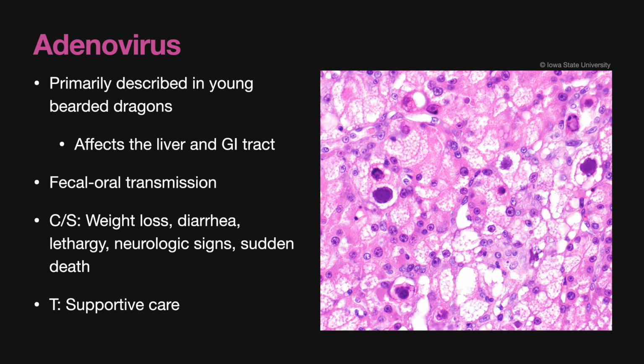Adenovirus infection is primarily described in young bearded dragons, and it affects their liver and GI tract. It spreads through fecal-oral transmission. Clinical signs include weight loss, diarrhea, lethargy, neurologic signs, and sudden death. Treatment involves supportive care.